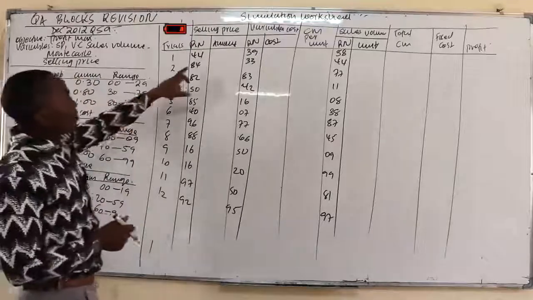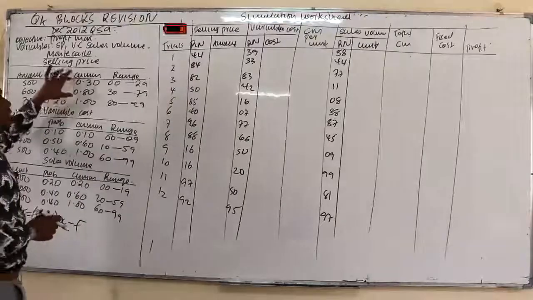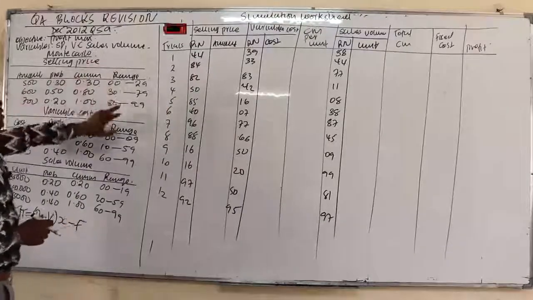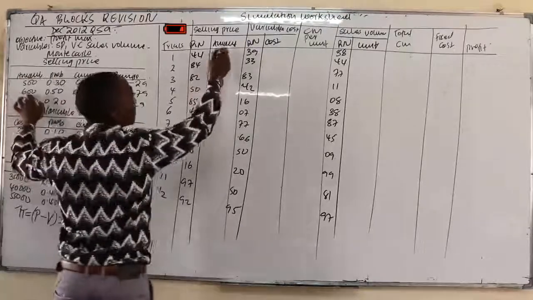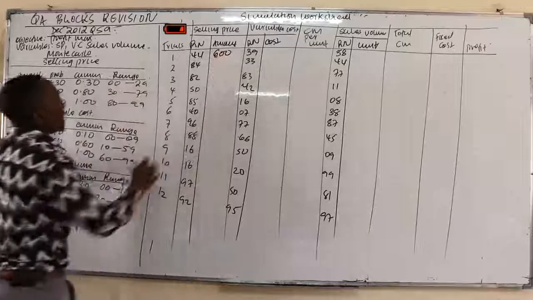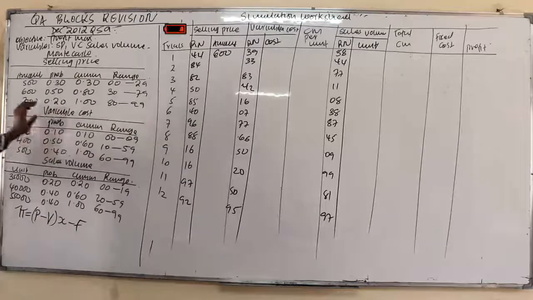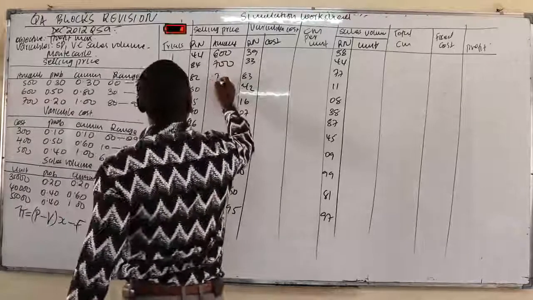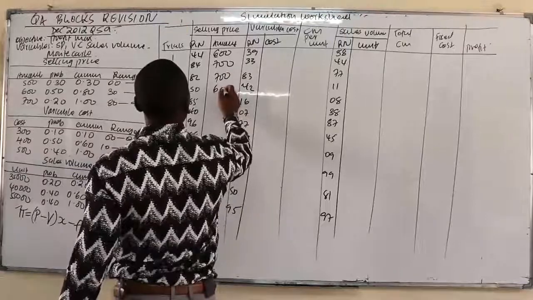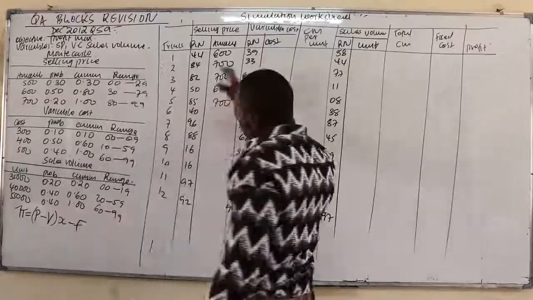So the first random number for the selling price we have is 44. So come to the random number of the selling price, come to the ranges. 44 lies in between 30 and 79. So that means the selling price will be 600. 84 is in between 80 and 99. So that means the selling price will be 700. 82, 700. 50, 600. 85, it's 700. And then you complete that.